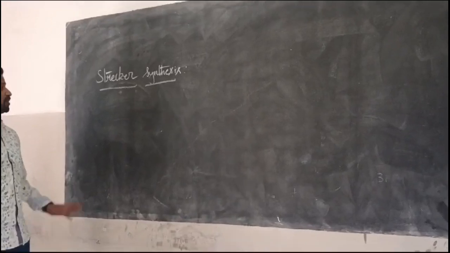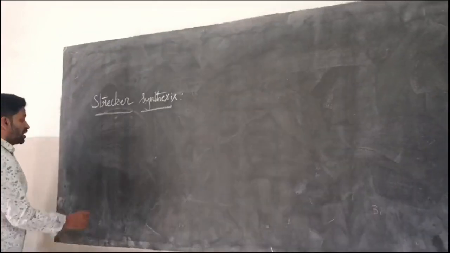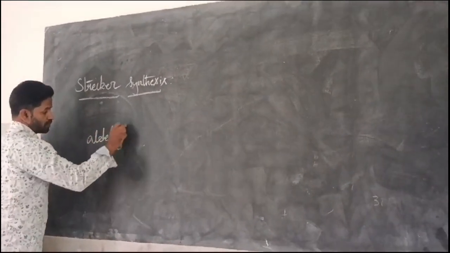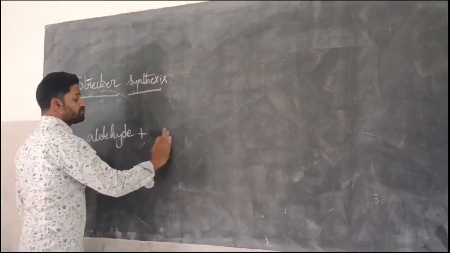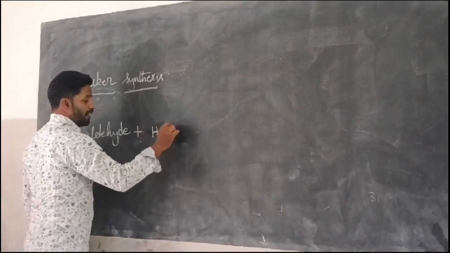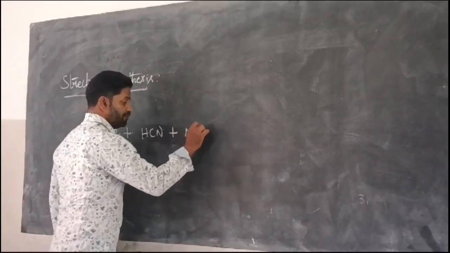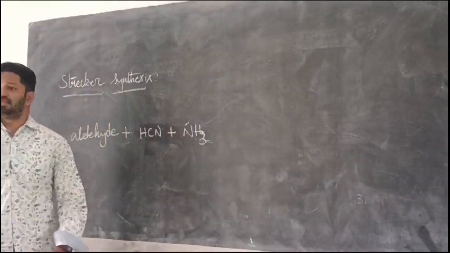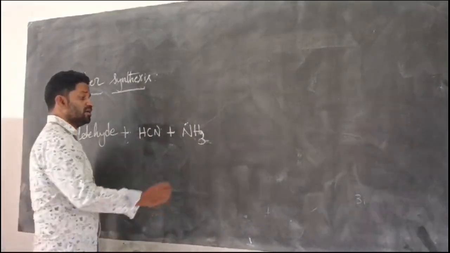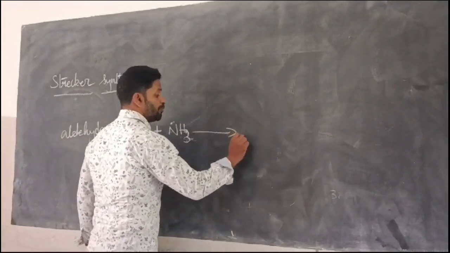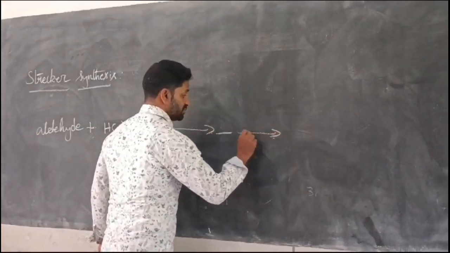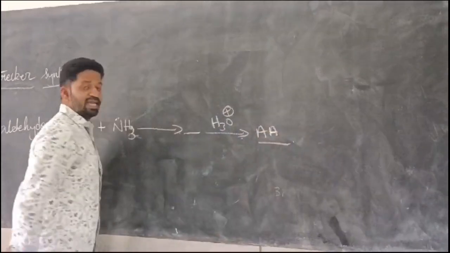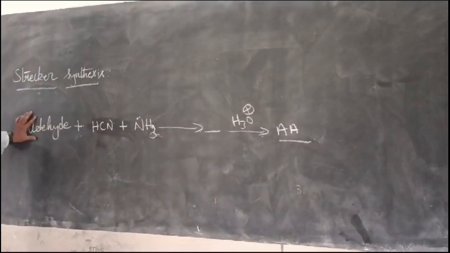Synthesis of amino acids using the Strecker method. Right? Here is how it is synthesized in Strecker synthesis. An aldehyde is treated with ammonia and then hydrogen cyanide. The resulting compound is hydrolyzed, and it will result in the formation of the corresponding amino acid, depending upon the aldehyde that we are using.